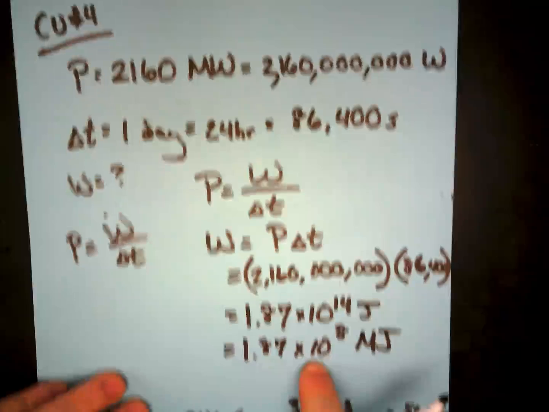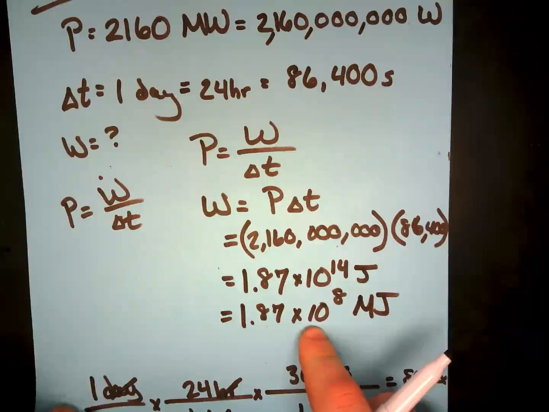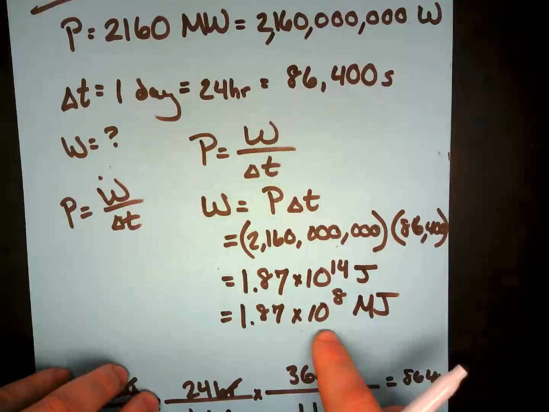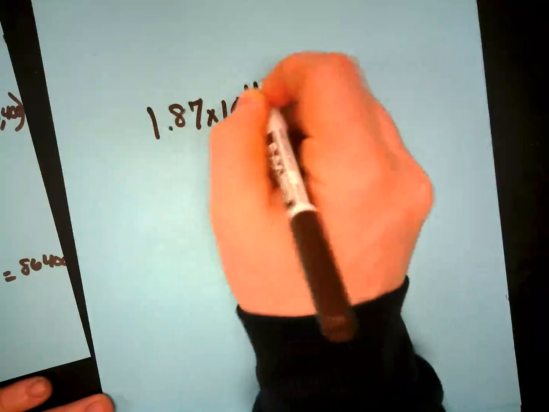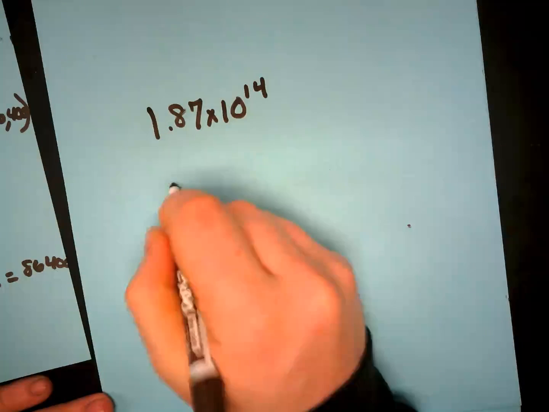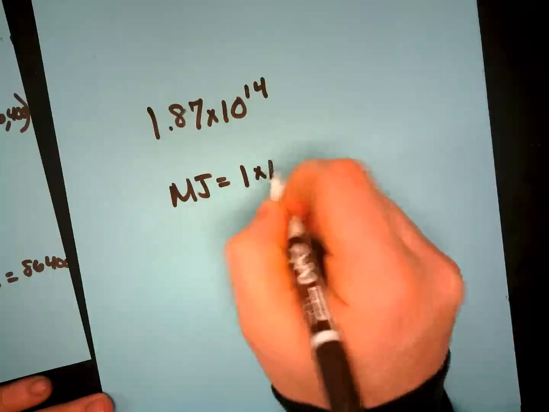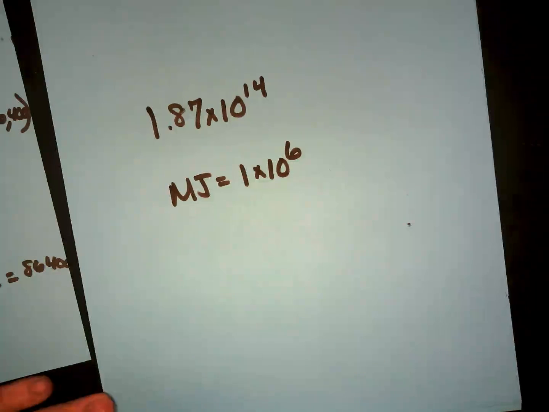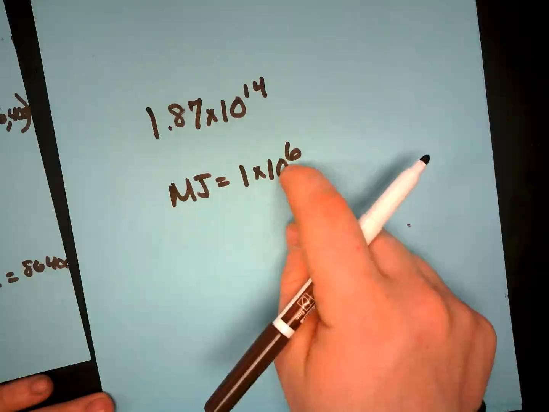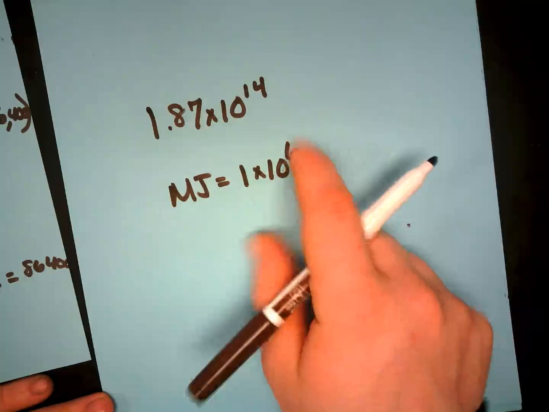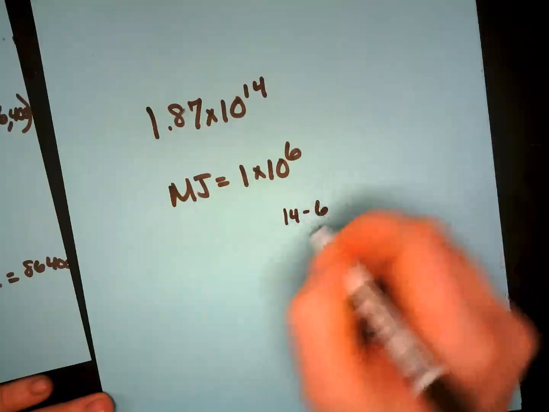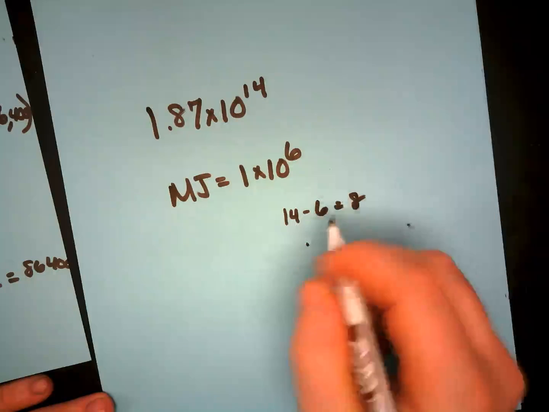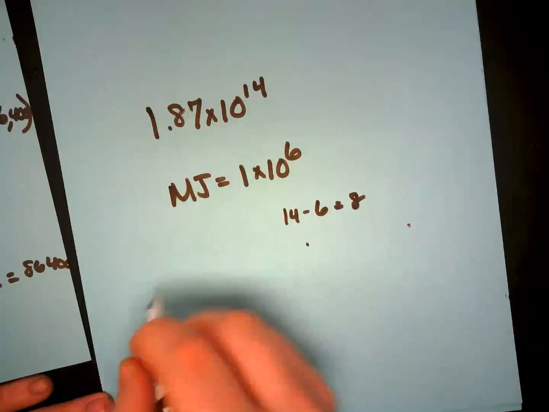And I'll go through real quick just to remind you how that works out in scientific notation. So if we've got 1.87 times 10 to the 14th, and if megajoules are equal to 1 times 10 to the 6th power, it's just subtracting the exponents here. So it's literally just 14 minus 6, which is 8. Another way you could show this is to say this.